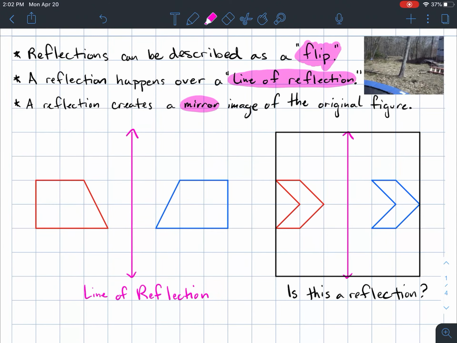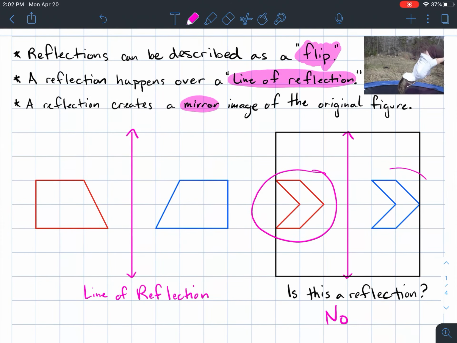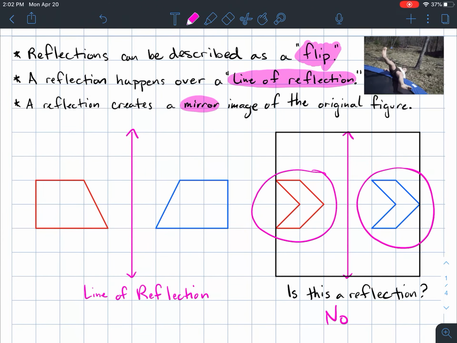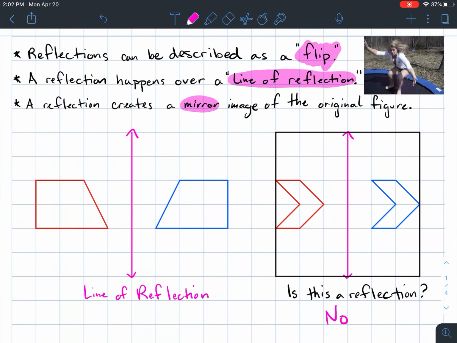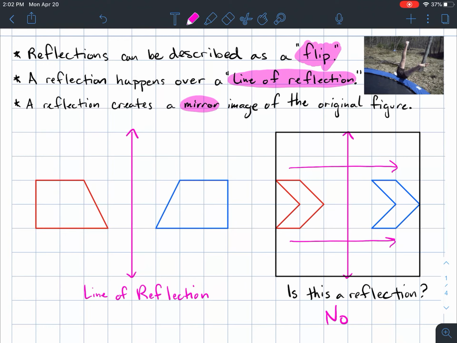Let's take a look inside this black box here. You have two figures. Is that a reflection? Yes or no? Well, the answer is no. This is not a reflection. Why? Well, if you look at these two shapes here, they look like arrowheads, and if you notice, the arrowheads remain pointing in the same direction at all times.